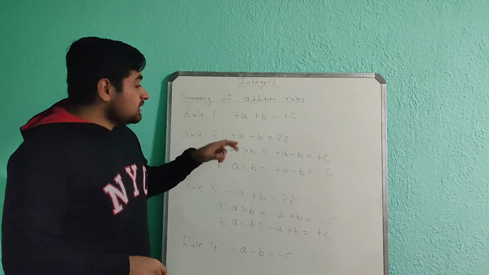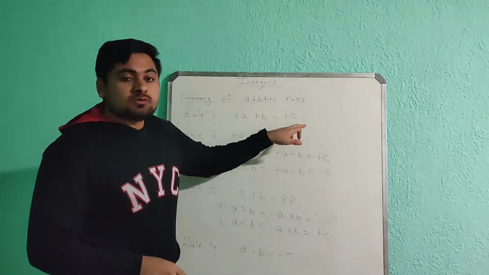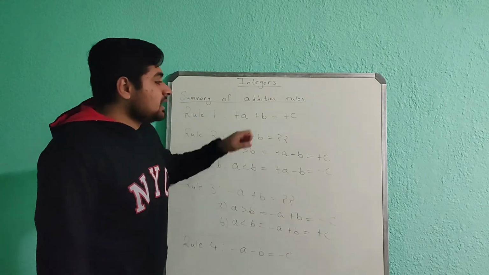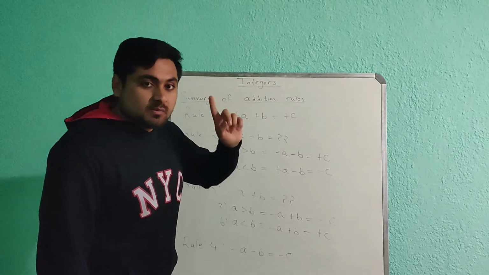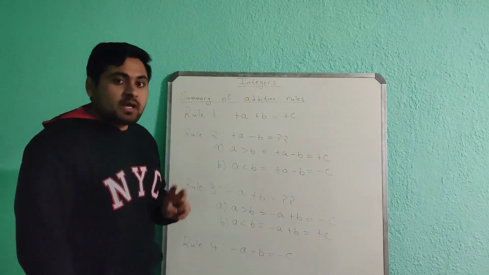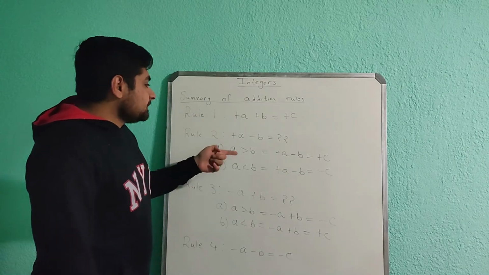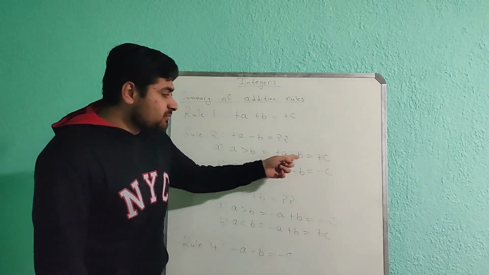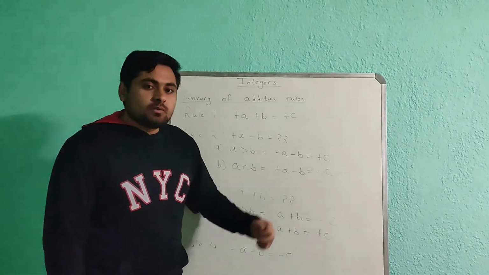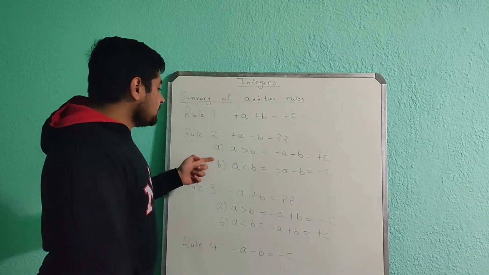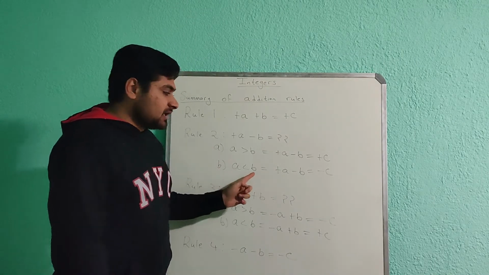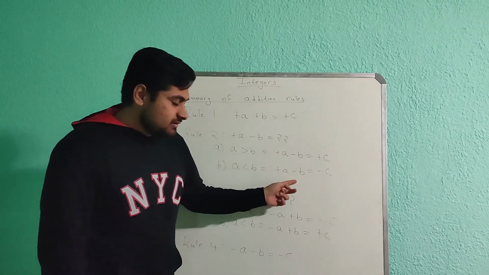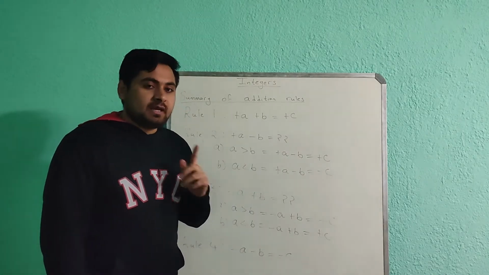So what did the rule 1 say? Plus A plus B is equal to plus C. It means if the sign of A is positive and the sign of B is positive, then our answer will always be positive. Now the rule 2 has 2 scenarios. We said if A is greater than B, and the sign of A is positive and the sign of B is negative, then our answer will always be positive. And now scenario 2 says if A is less than B, and the sign of A is positive and the sign of B is negative, then the answer will always be negative.